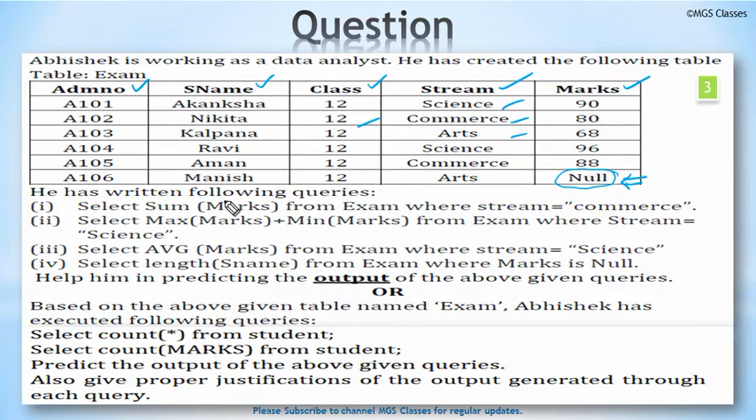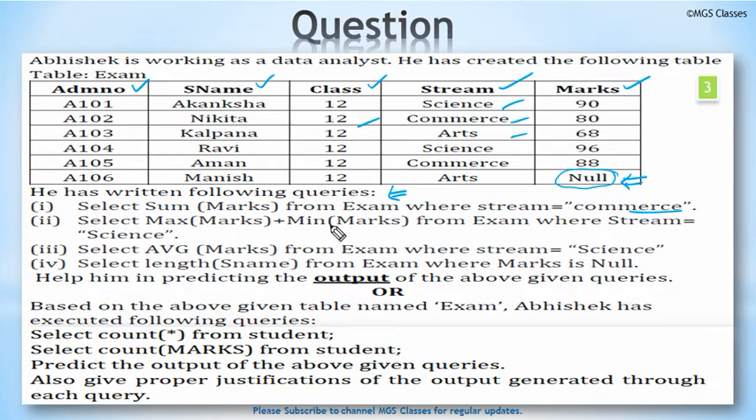So he has written the following queries. You need to predict the output of these queries. The queries are given like: select sum of marks from the exam where stream is equal to commerce. He is interested in the output of this query. So you need to calculate the sum of the marks for the stream. We will discuss it in detail in the later part of this video.